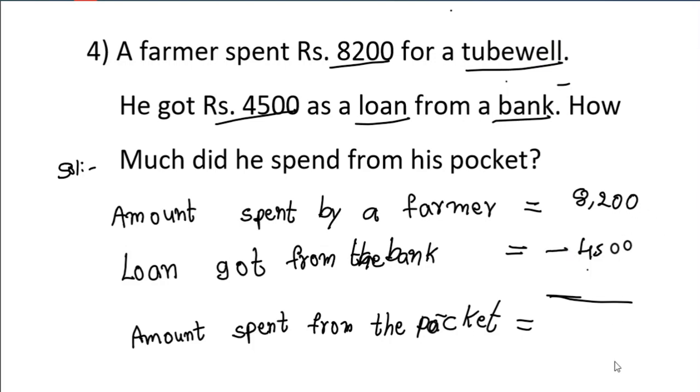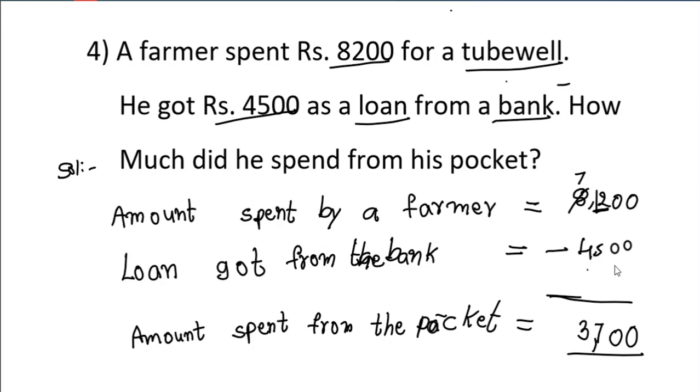So 0 minus 0, 0. Again 0 minus 0, 0. 2 minus 5, is it possible? No, 2 is the smaller number. So you have to borrow from the next number. So 8 minus 1, 7. If you borrow, what does it become? It becomes 12. So 12 minus 5, 7. 7 minus 4, 3. So what is the answer, children? 3,700 rupees the farmer spent from his pocket.